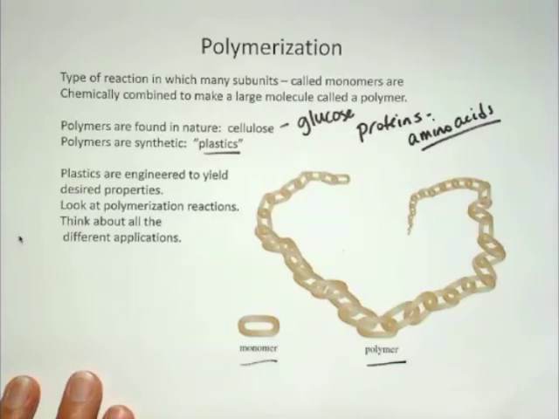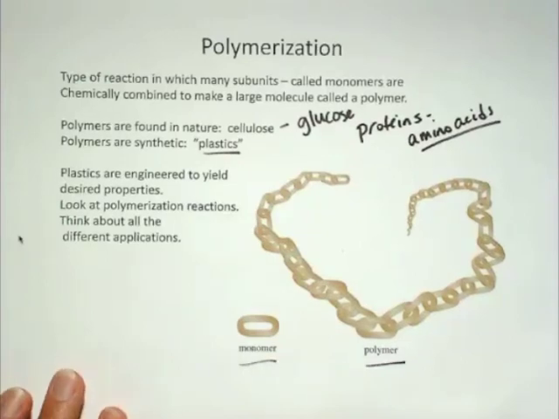So if you just think about all the different applications of plastics, from car bumpers to plastic wrap to clothing to carpet, you can see that clearly there must be a lot of different types of polymers to create all the different applications that we see in plastics.